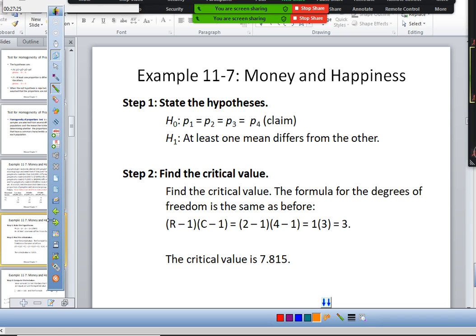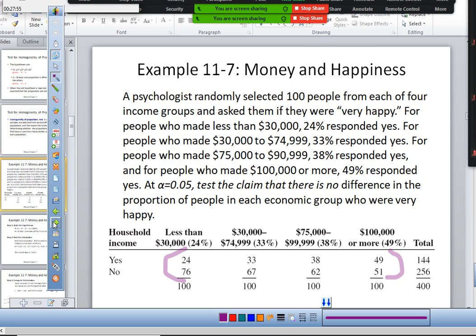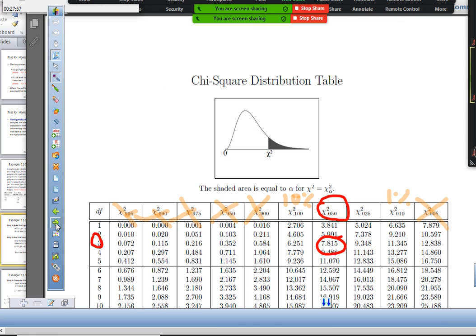Should also draw a picture. Draw a picture, it goes up and then out, and you'll put in your 7.815 there. And then we will go ahead and calculate our step 3 part.